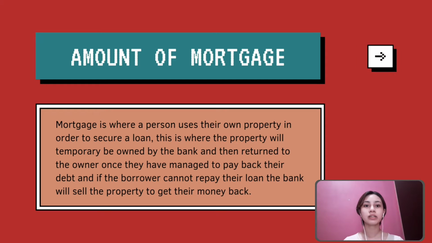Mortgage is where a person uses their own property in order to secure a loan. This is where the property will temporarily be owned by the bank and then returned to the owner once they have managed to pay back their debt, and if the borrower cannot repay their loan, the bank will sell the property to get their money back.